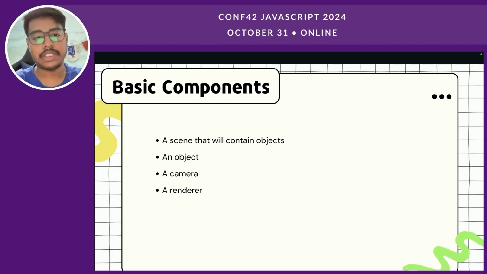Then we have an object, which is any object like a cube or a model or your lighting or anything. Then we need a camera so that we can see that stage. The camera will be our point of view through which we'll be able to see the scene and the objects. And at the last, we need a renderer. The use of the renderer is to combine everything and render it with the viewpoint of that camera.